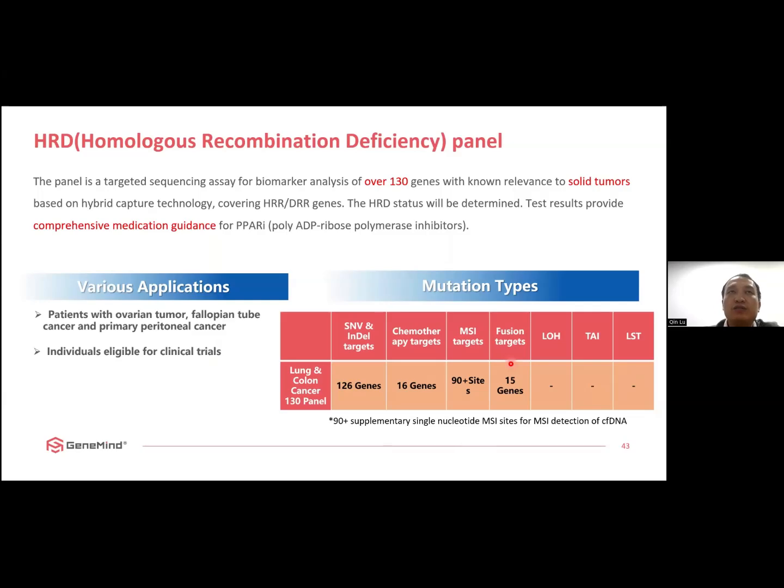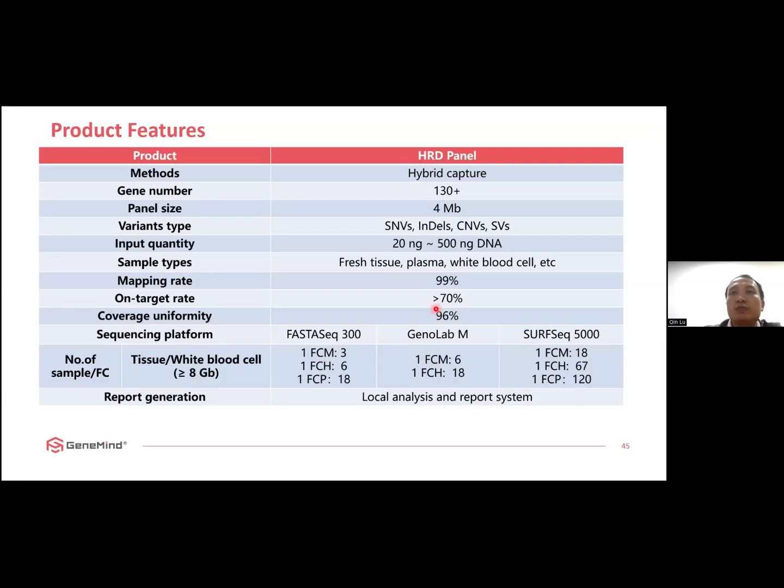And here is the HRD panel. As I introduced before, for HRD we need to detect LOH, TAI, and LST. Also, we have added the solid tumor targets, such as MSI and the fusion targets of all the solid tumors. This panel is bigger than the other panels, over 4 MB, and tissue, especially paired tissue, is recommended. We need more than 8 gigabase for HRD detection.